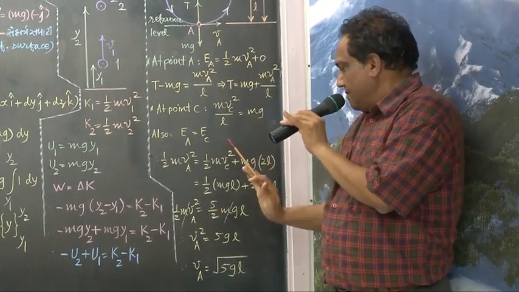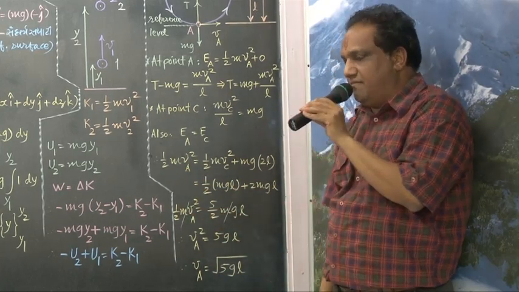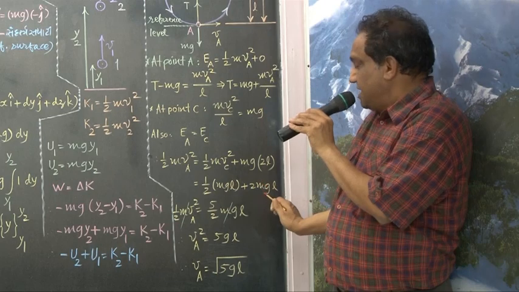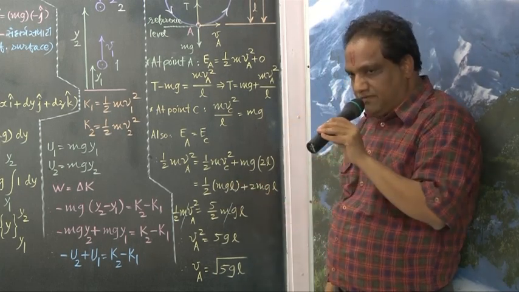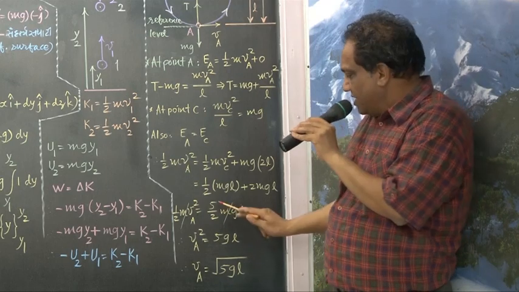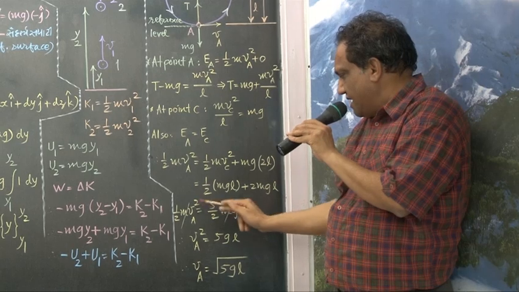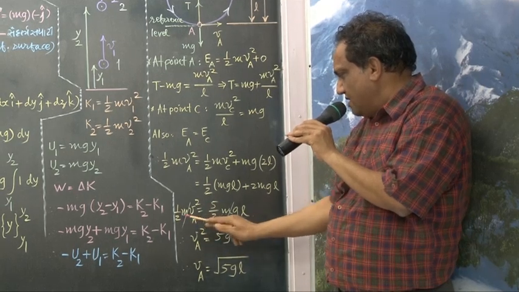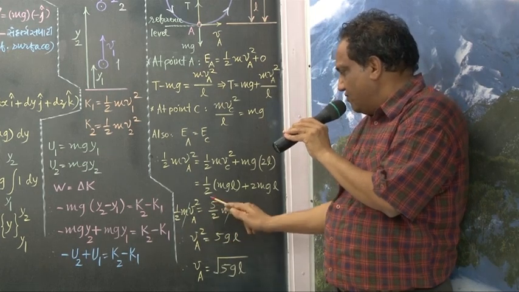Now what is the left hand side? Half m va square, and mgl. If I take mgl common inside the bracket, it will be 2 plus 1 by 2. How much is it? 5 by 2. M and m will cancel, this 2 also will cancel, giving you va square equals to 5gl.